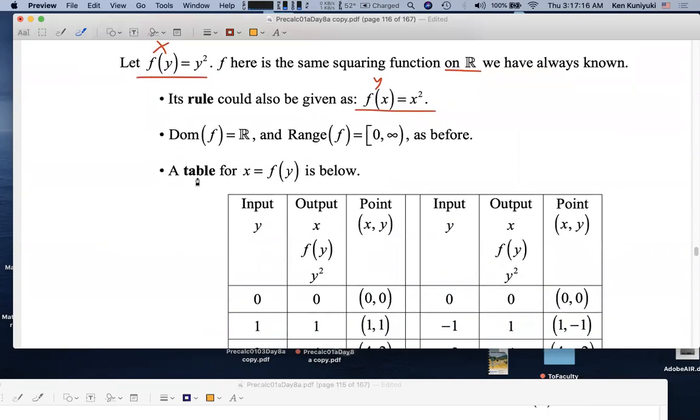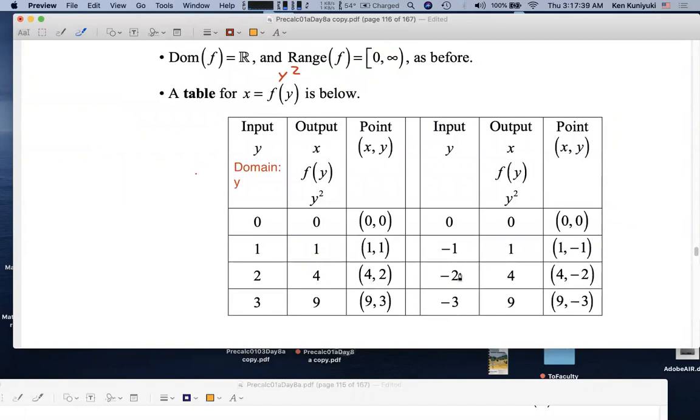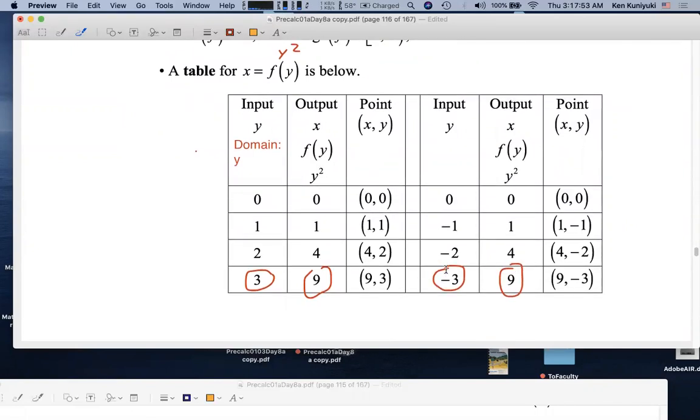Okay, well, we can do a point plotting table for x equals y squared. Here's a point plotting table for x equals y squared. But this time, the domain consists of y values, basically. So you input various values for y. Domain is all reals. The input values can still be negative. And then we get corresponding squared values. So the square of 3 is 9. The square of negative 3 is also 9. So far, so good. This is very familiar when it comes to point plotting.